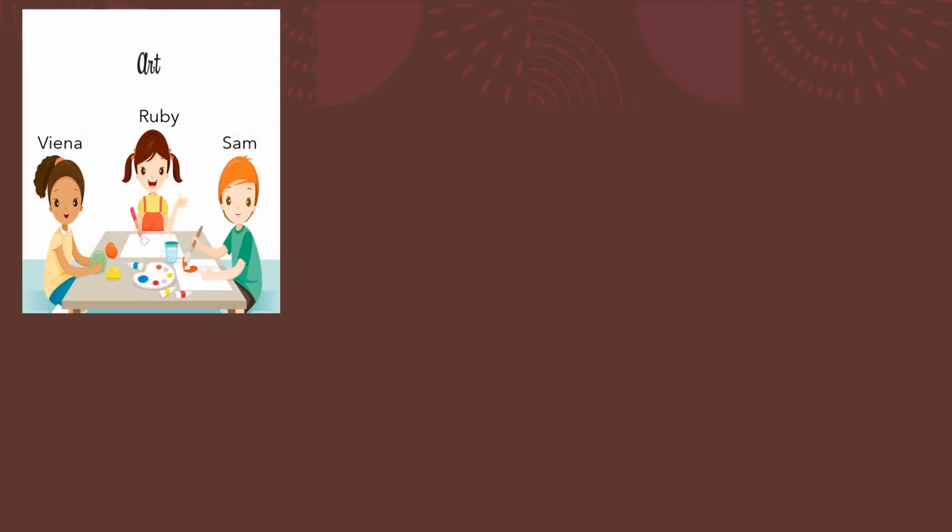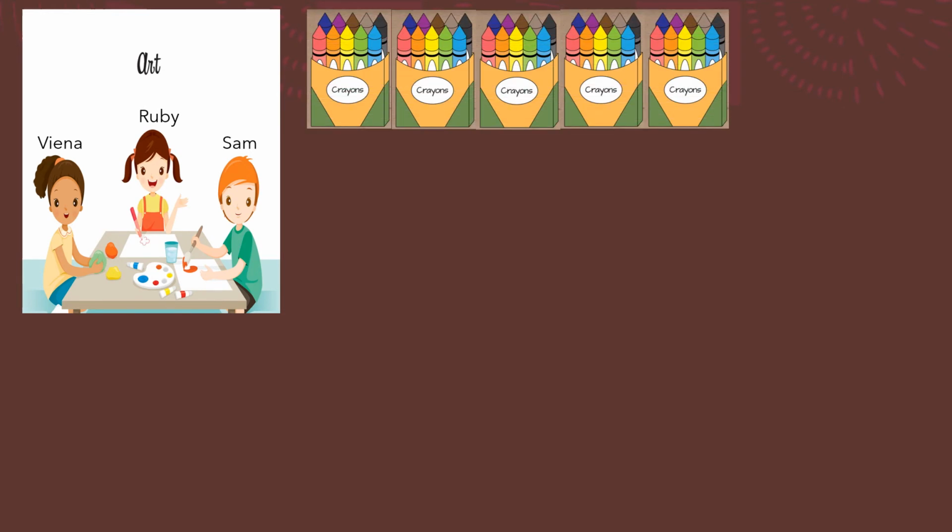Here is the art class going on. Veena, Ruby and Sam are making beautiful paintings. They realize that they need some crayons, and Veena and Sam have left their crayons at home. So they ask Ruby for her crayons. Ruby looks into her bag to check. She has these many crayons. That is about 5 packets, and in each packet there are 10 crayons. That means she has about 50 crayons.